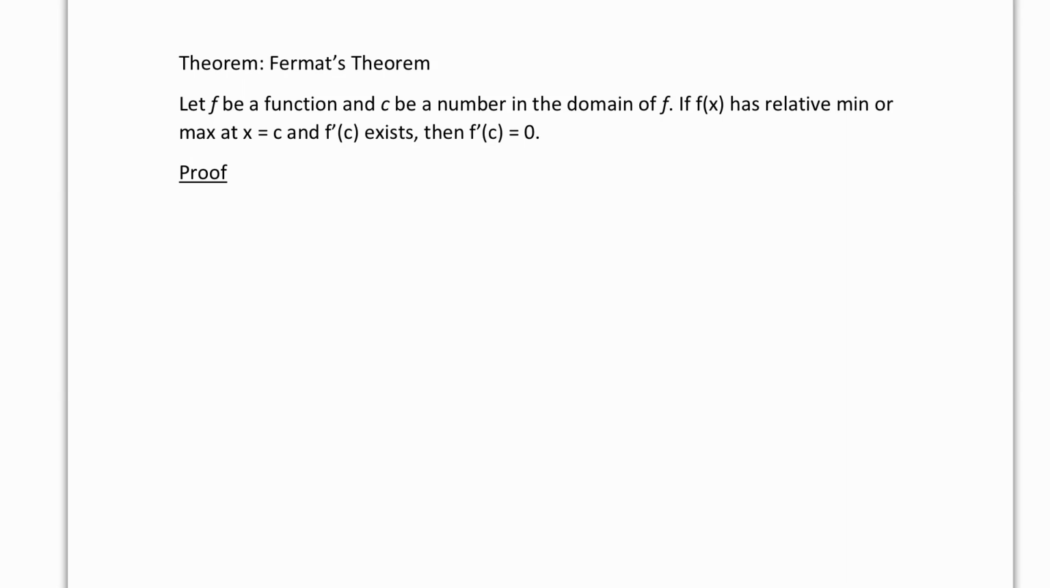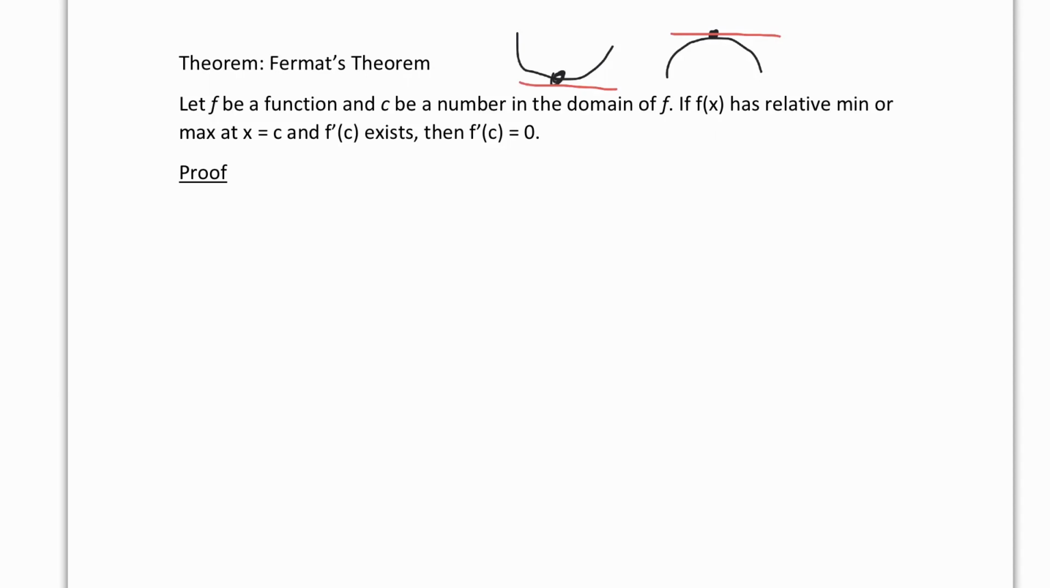You can imagine this if you were going to draw yourself some type of valley for a minimum or some type of hill for a maximum. Right at the very top of that hill or right at the bottom of that valley, the tangent line is definitely going to be horizontal. There's no way around it. That's how it's going to look. And so Fermat's theorem proves for us that the tangent line slope is equal to 0. The derivative is 0. It's horizontal when you have a minimum or a maximum.